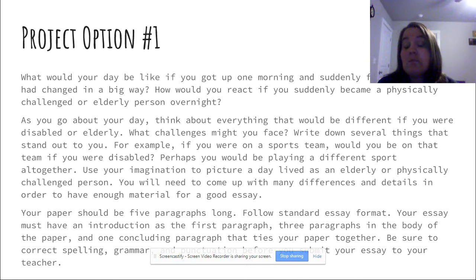But also maybe there's some good things that come about it, and you could write about those as well. Yeah, I woke up and I'm old now, but hey, I don't have to go to school anymore. Now I can spend the day playing pinochle with my friends. Who knows what you want to do when you're older? But it's a 5-paragraph essay, just like the other one. It should follow standard essay format, with an introduction, 3 body paragraphs, and a conclusion that ties everything together.